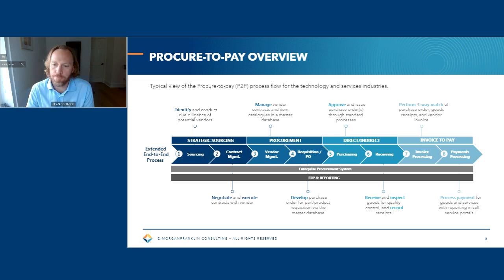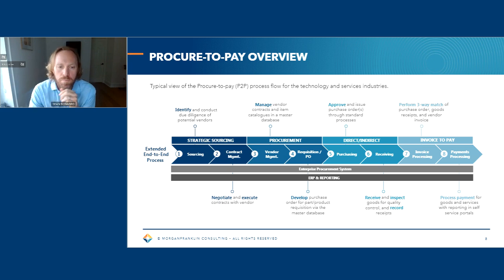Okay, now. Let's take a look at the procure-to-pay overview. An extended end-to-end procurement process begins really with strategic sourcing. In this phase, companies want to be smart and thorough in the extended buying process. You want to save money, improve quality, and build a relationship really with your suppliers.